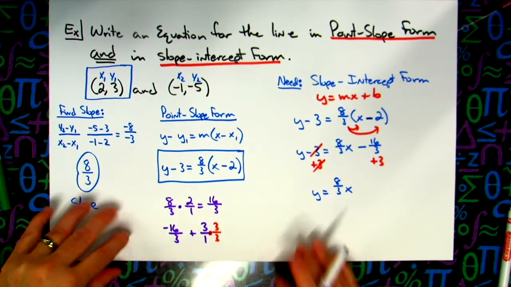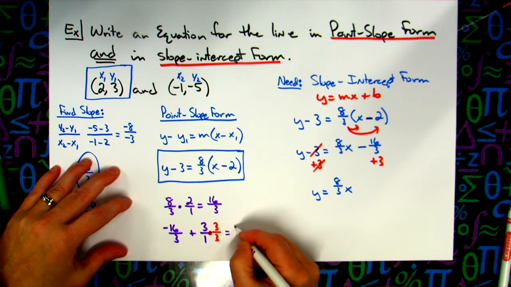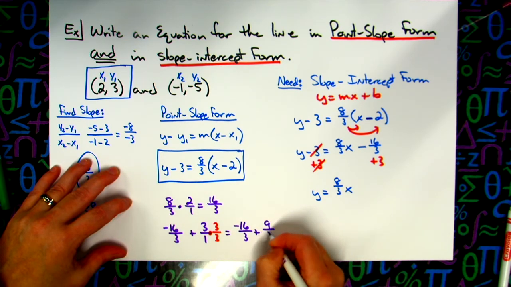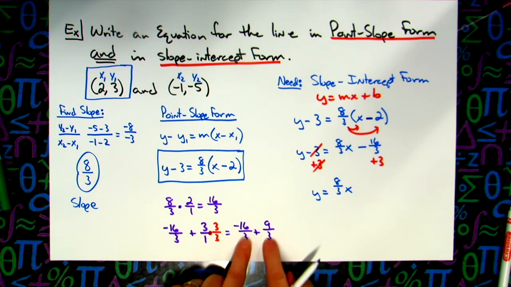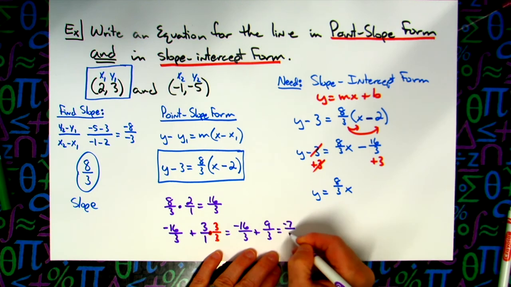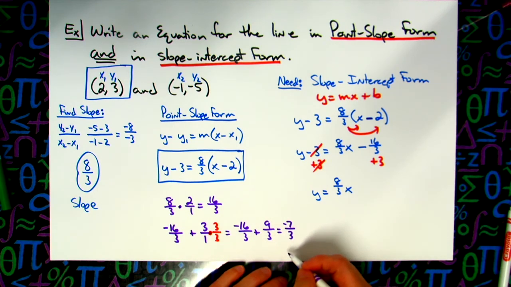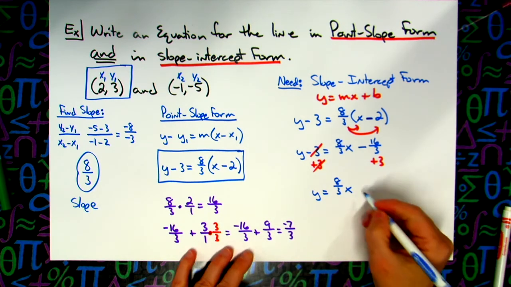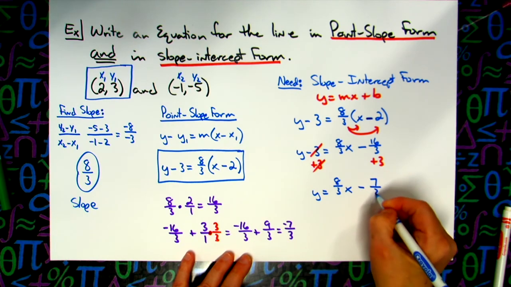I'm running out of room here, so I'm going to go this way. So I'll have a negative 16/3 plus a 9/3. Now I can add those. Negative 16 plus 9 is negative 7. So a negative 7/3, because then I keep my bottom number. So then this is a minus 7/3.